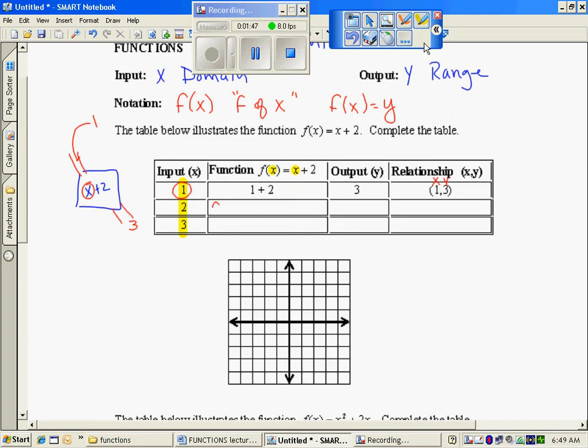So when I evaluate my function at 2, that's asking me to put 2 into my machine. My machine says add 2 to it, and I get 4. So my input, 2, produces an output of 4. So we pair them up. My input of 3 is going to say take 3 and add 2. 3 plus 2 is 5. When I input 3, my output is 5.